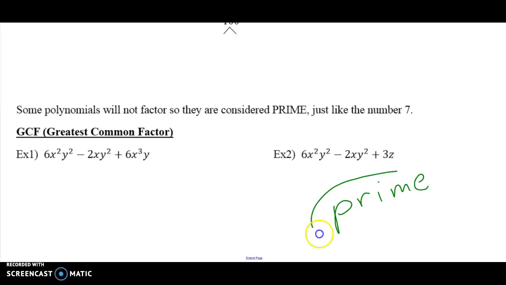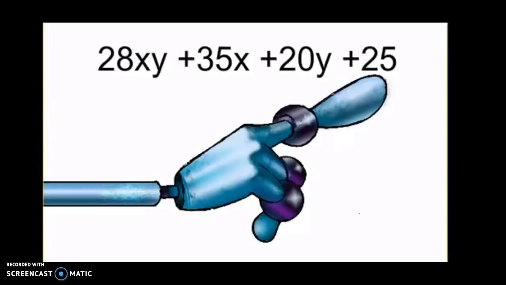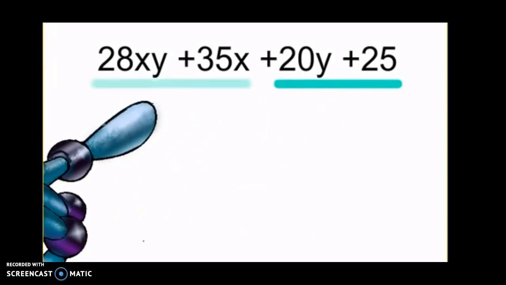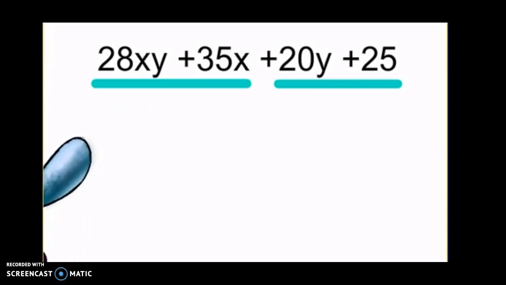No solution. Prime. It's a prime polynomial. Just like the number 7, it doesn't divide. Nothing divides away. This situation is we group like terms together. In this case, we can group our first term 28xy with 35x because both can factor out as 7x.